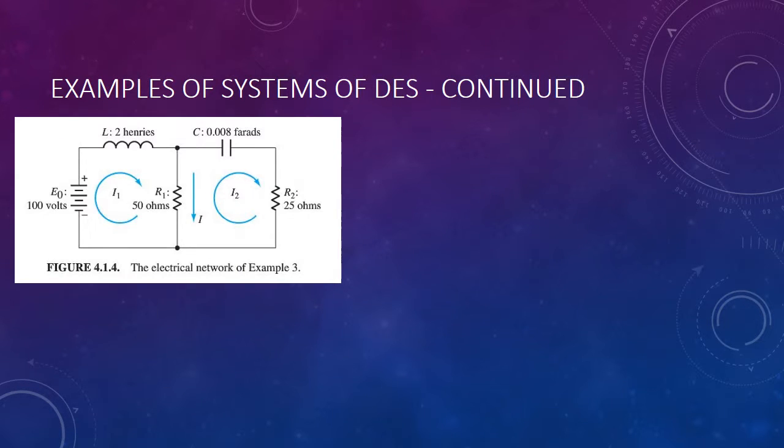So another example for a system of differential equations is the circuit problem right here with two loops. The first thing we're going to have to do is note I1 flowing this way and I2 flowing this way. So the current going down here is I1 minus I2. We need to take that into account.